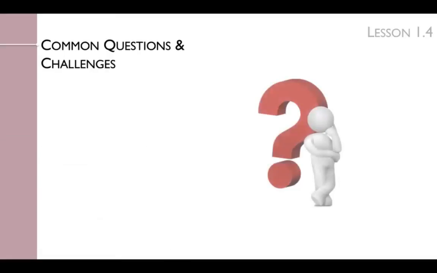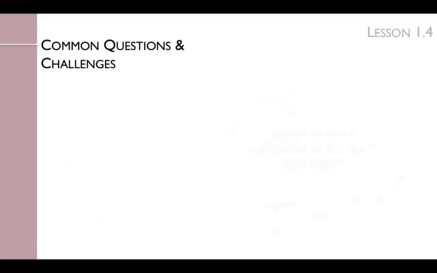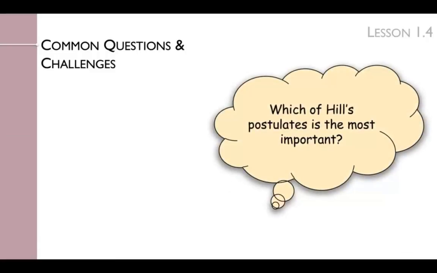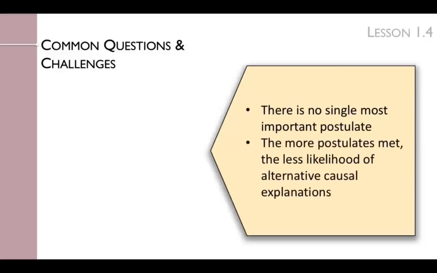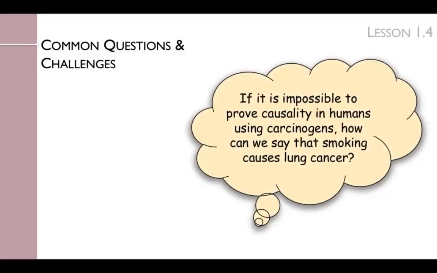One of the most common questions students ask is, which of Hill's postulates is the most important? There is no single most important postulate. Rather, the more postulates met, the less likelihood of alternative causal explanations. Another question students may ask is, if it is impossible to prove causality in humans using carcinogens, how can we definitively say that smoking causes lung cancer?